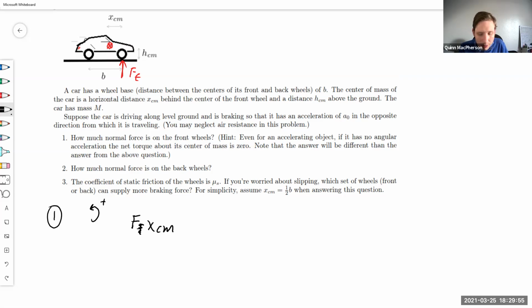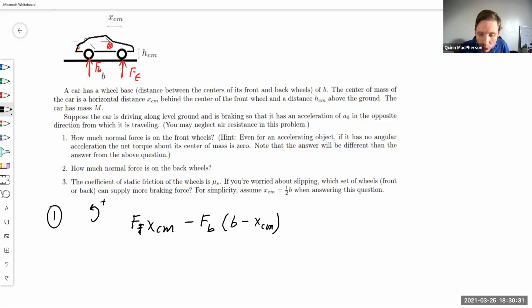On the back wheels, we will have a torque of minus, because it'll be in the opposite direction, and it'll have a torque of force back. That's the normal force on the back wheels, times a lever arm of b minus x center of mass.